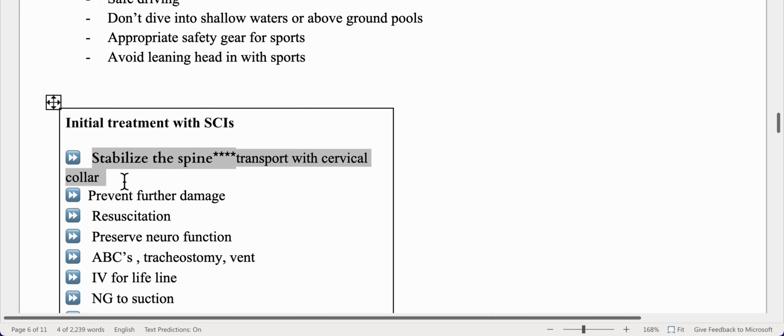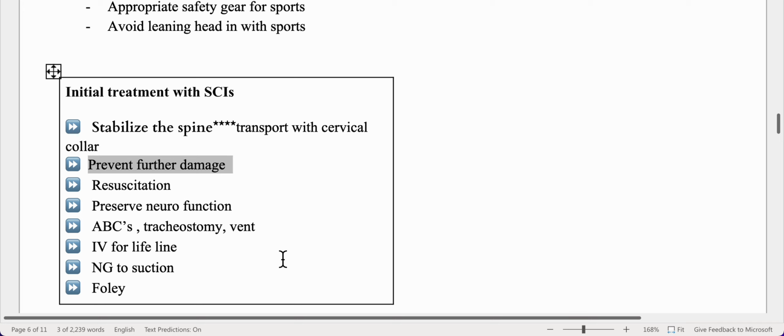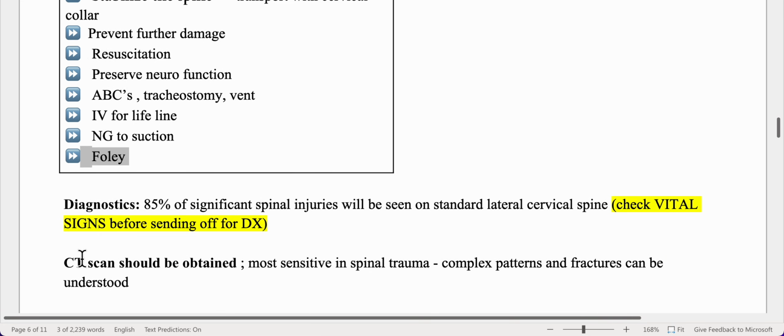Initial treatment with SCIs. Stabilize the spine and transport with a cervical collar. Prevent further damage. Resuscitation. Preserve neural function. ABCs, tracheostomy, vent. IV for lifeline. NG to suction. Foley.